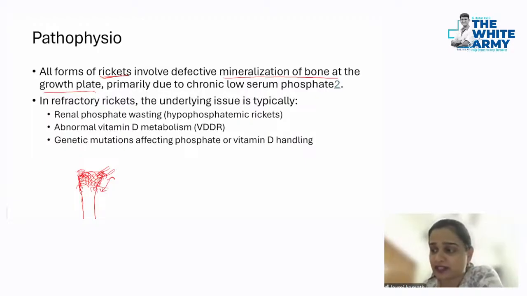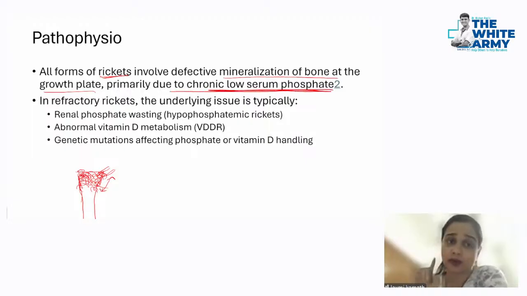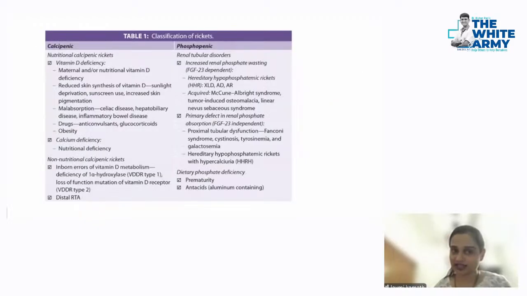Why does it happen? Irrespective of whether calcium is low or not, in all forms of rickets, there is low serum phosphate. So one common thing, if you remember, whether it is refractory rickets or vitamin D responsive rickets, serum phosphate will be less. Okay. In refractory rickets, the underlying issue is typically renal phosphate wasting or abnormal vitamin D metabolism or genetic mutations that affect phosphate and vitamin D handling. Okay. So this is your gross classification of rickets.